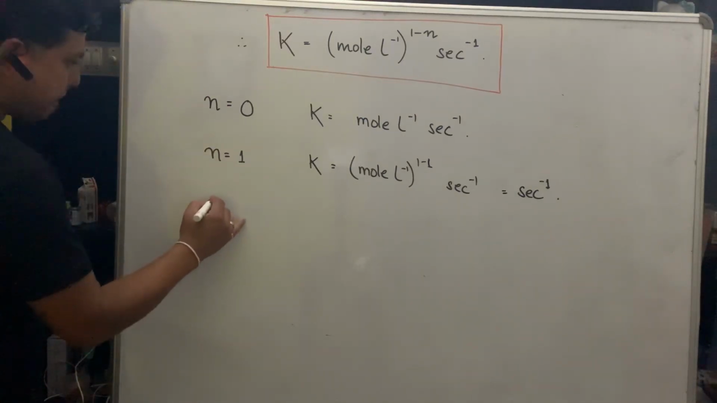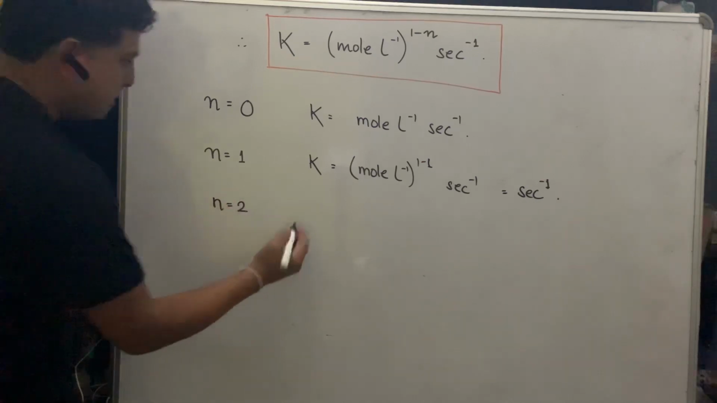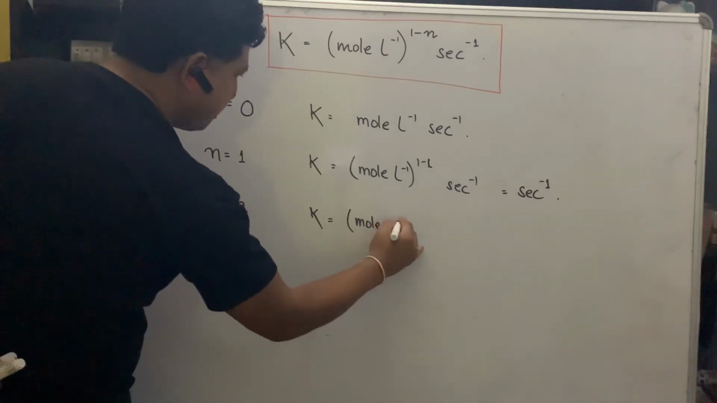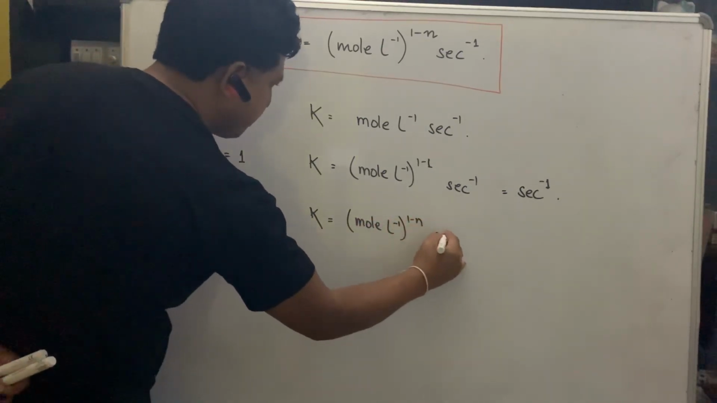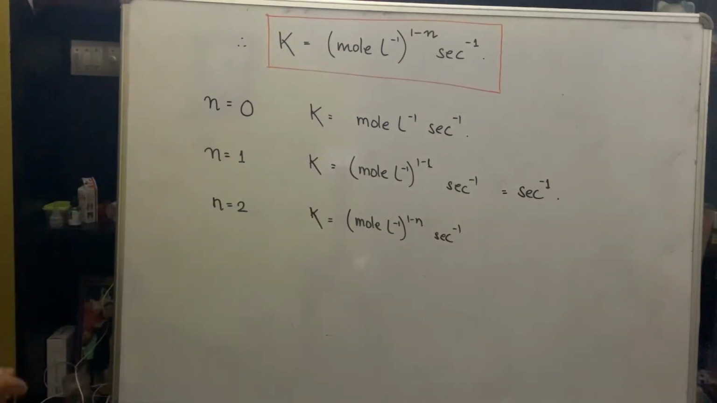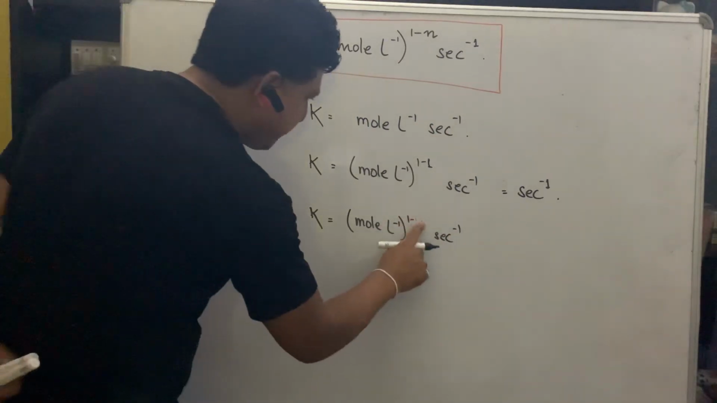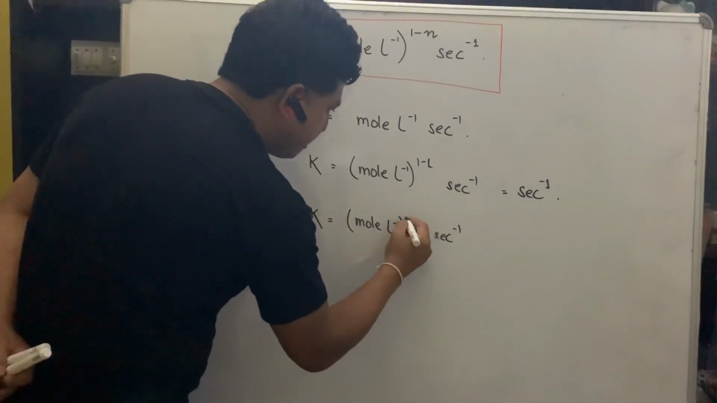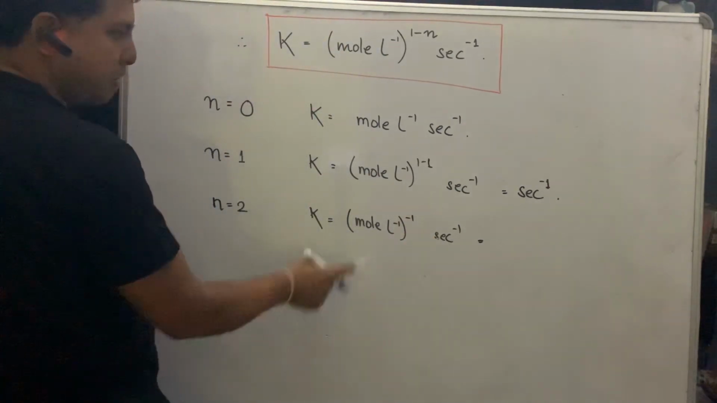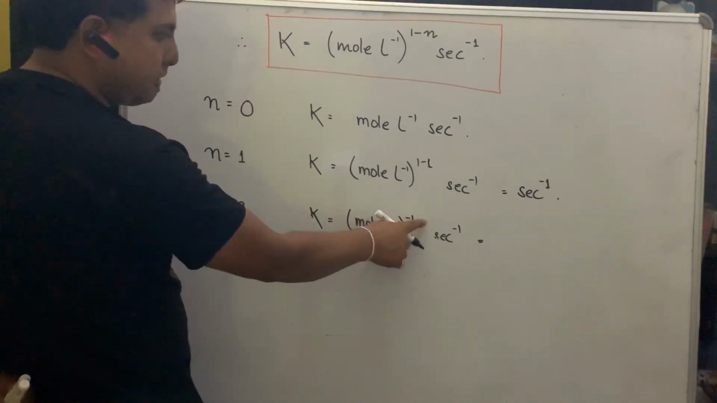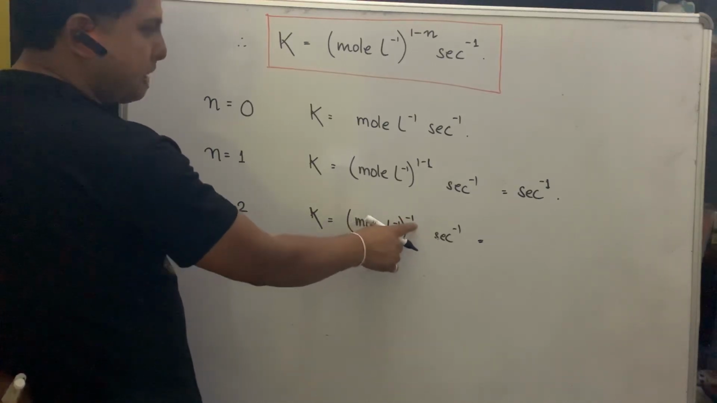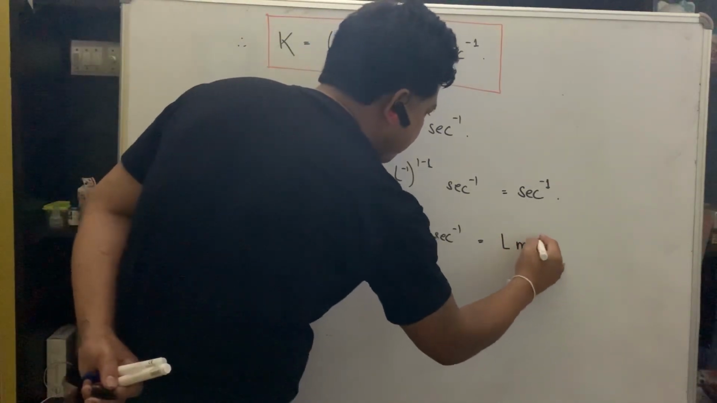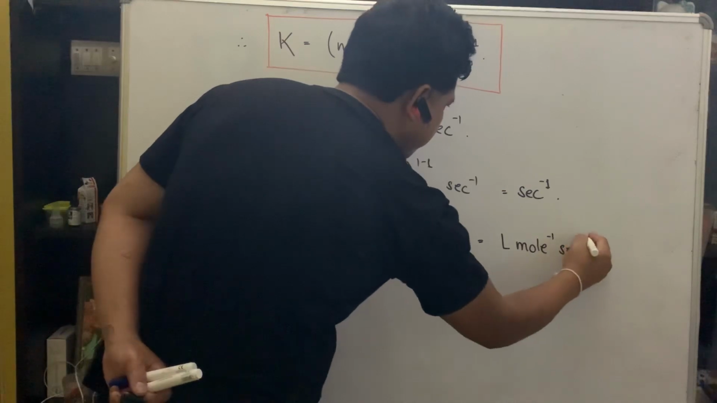Similarly, for a second order reaction, if n equals 2, then K will be equal to mole per liter to the power 1 minus n, second inverse. Now what is the value of n? Second order reaction means the value of n will be 2 out here. So 1 minus 2 will be equal to minus 1. So mole to the power minus 1, mole inverse, liter inverse, minus 1 into minus 1 will be plus 1, second inverse. So it will be liter mole inverse second inverse.